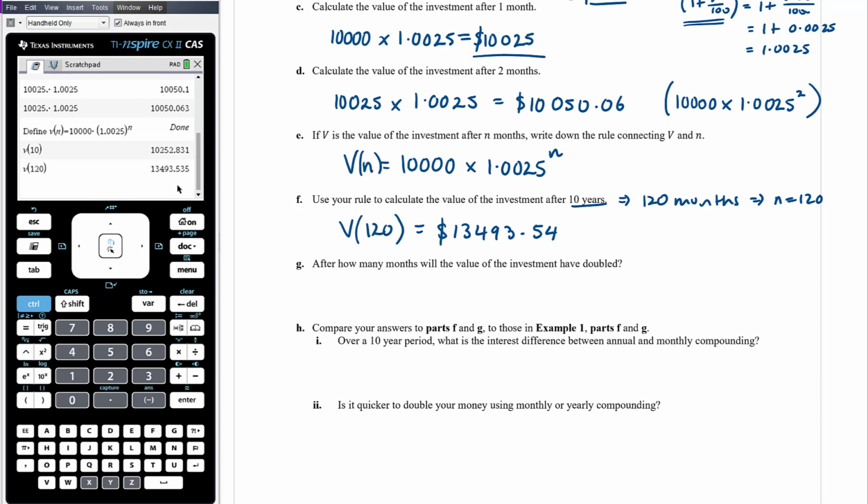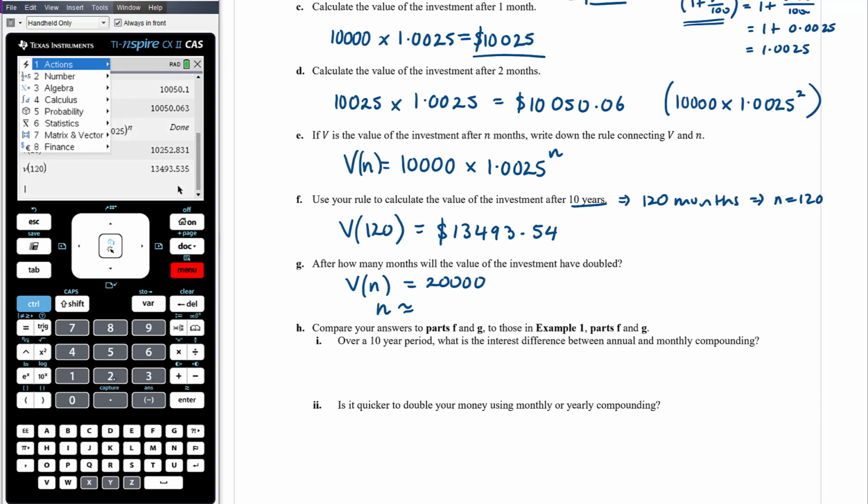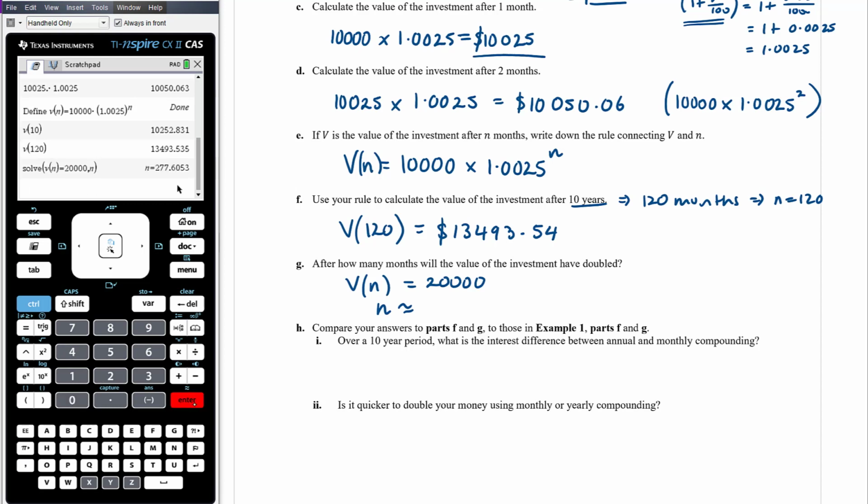After how many months will the value of the investment have doubled? So this time v of n equals 20,000. Remembering we need to write down an equation if we're solving it. So menu 3.1, solving v of n equals 20,000 for n. And we find that that's after 277.61 months.